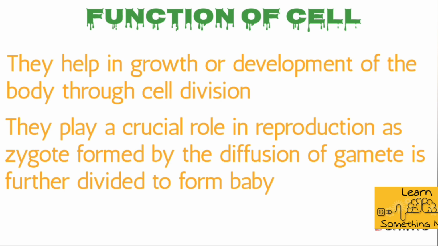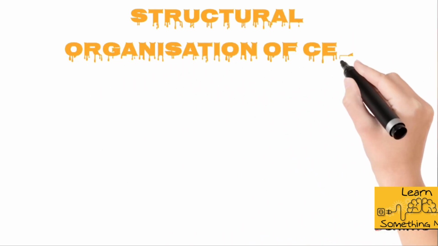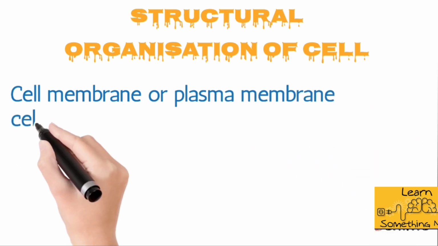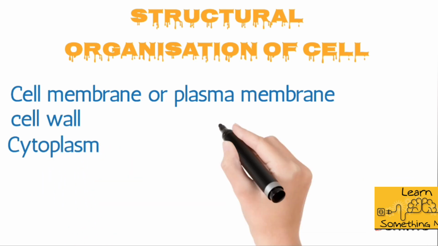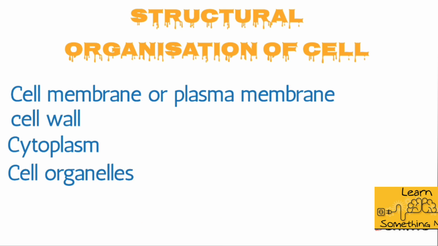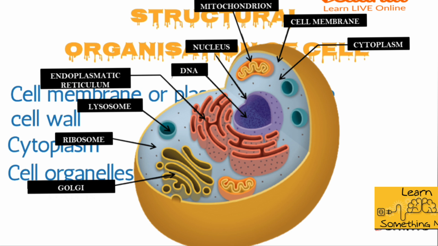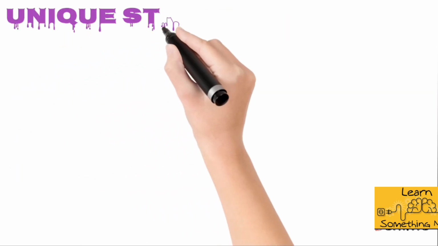We know that every living organism is made up of cells. But did you wonder what the cell is made up of? Yes, you heard it right. Cells also have a structural organization. So the structures that form a cell are the cell membrane, cell wall, cytoplasm and the cell organelles. Cell membrane, cytoplasm, DNA and ribosomes are the common structures that are found in every cell. We would discuss all these structures that are found inside the cell one by one in the upcoming videos. But for now, along with these common structures, cells also have some unique structures.